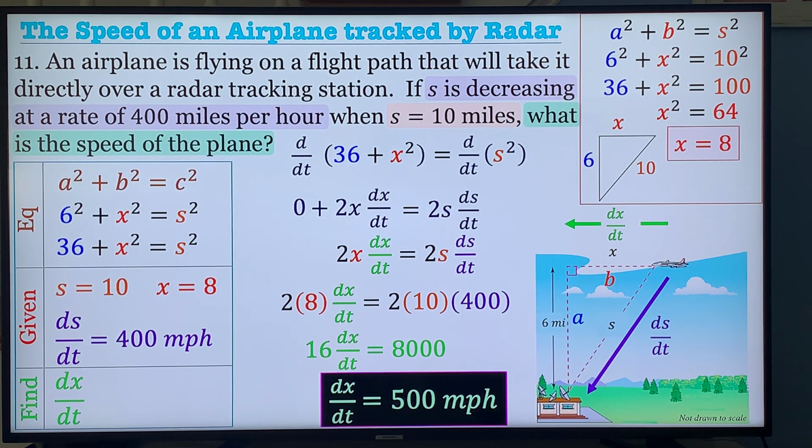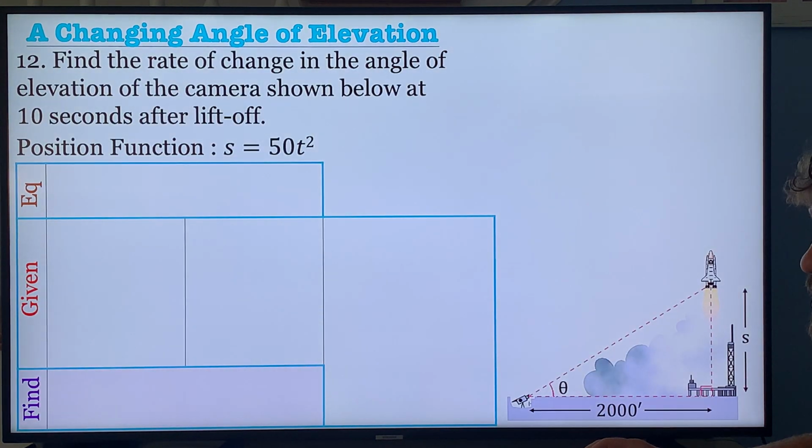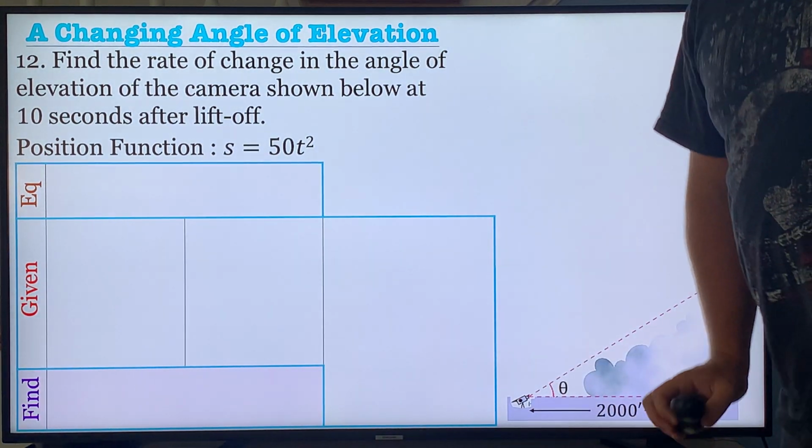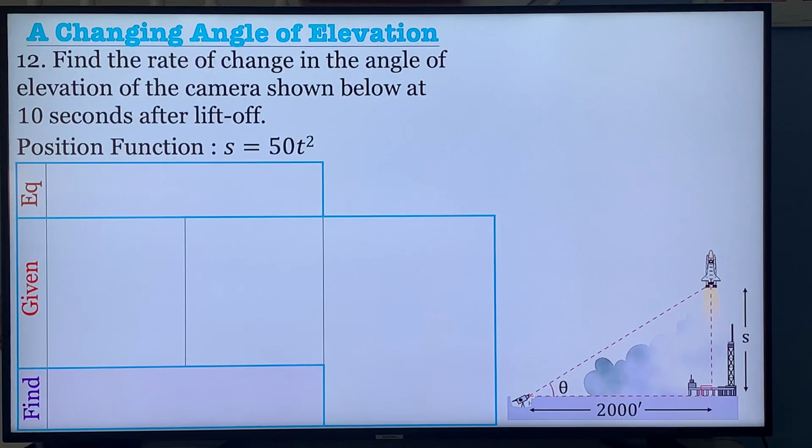You guys doing good yet? I'm going to apologize in advance. This is the second hardest question. This is the hardest type. This one is a little bit different. Find the rate of change in the angle of elevation of the camera shown below, 10 seconds after liftoff. This is probably the hardest question we're going to do. So, think about it, fill it out, see what you get.